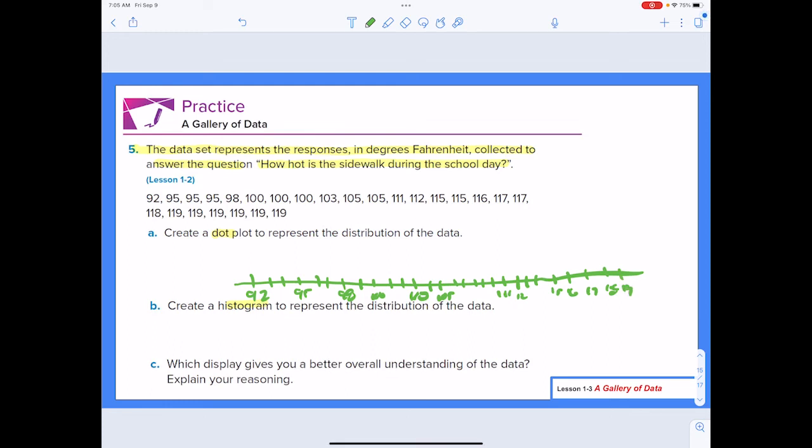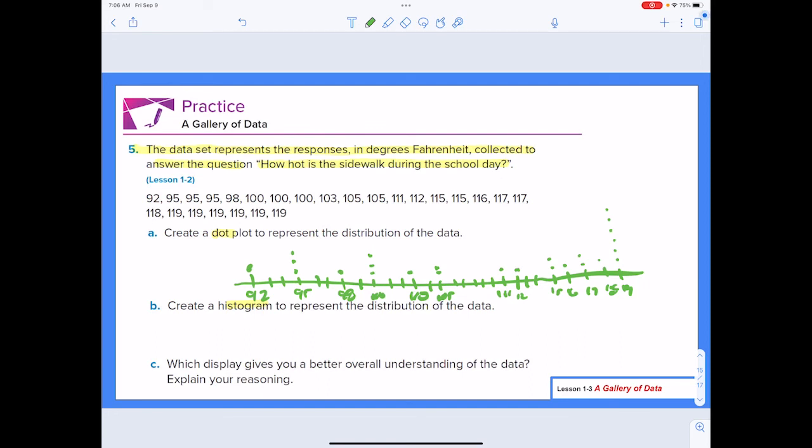Okay, so we have 1 at 92. We have 3 at 95. We have 1 at 98. We have 3 at 100. We have 1 at 103. We have 2 at 105. 1 at 111. 1 at 112. 2 at 115. 1 at 116. 2 at 117. 1 at 118. And then we have 6 at 119.